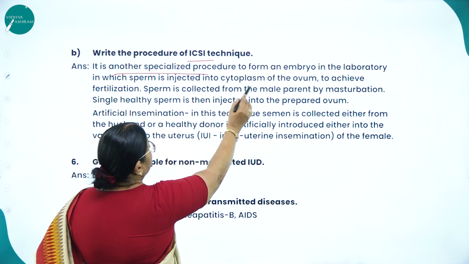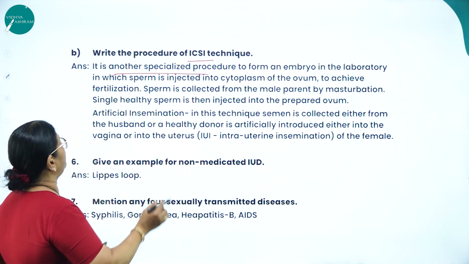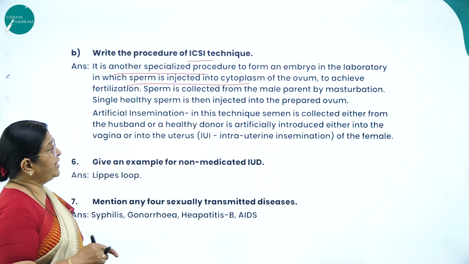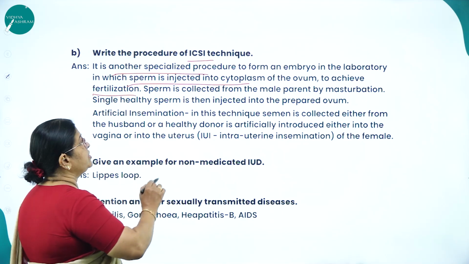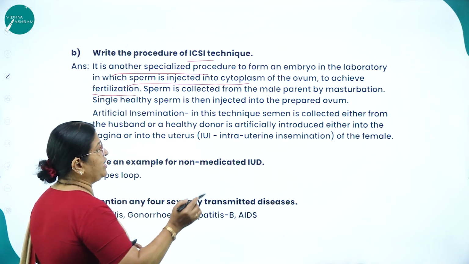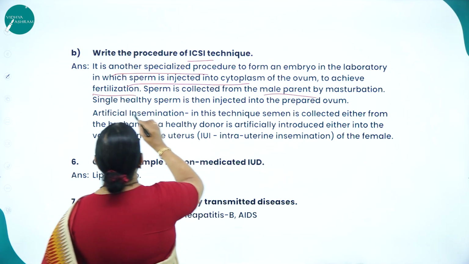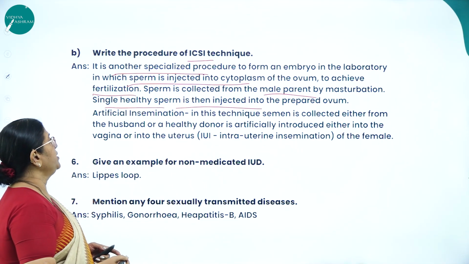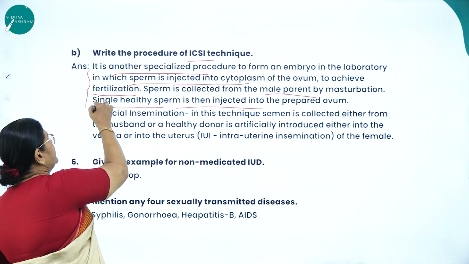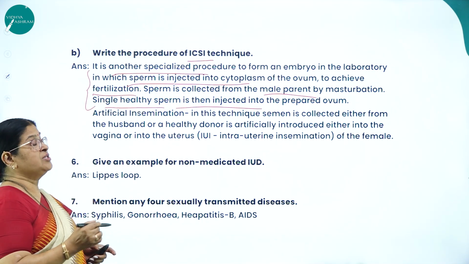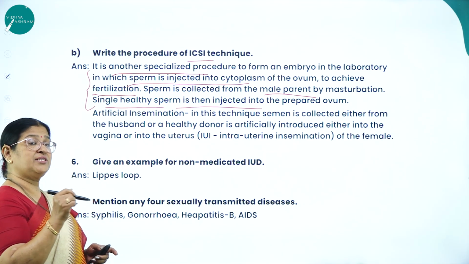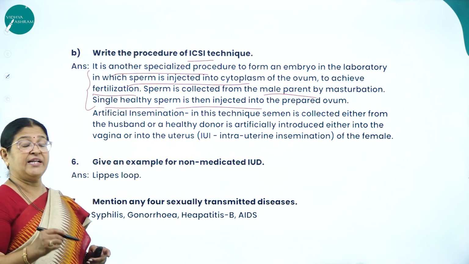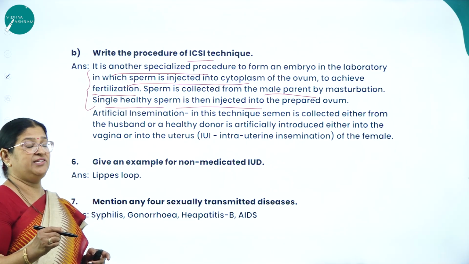So it is another specialized procedure to form an embryo in the laboratory, in which sperm is injected into the cytoplasm of the ovum. To achieve fertilization, sperm is collected from the male parent by masturbation, and a single healthy sperm is then injected into the prepared ovum. So the sperm is injected into the cytoplasm of the ova, hence the name ICSI, intracytoplasmic sperm injection.